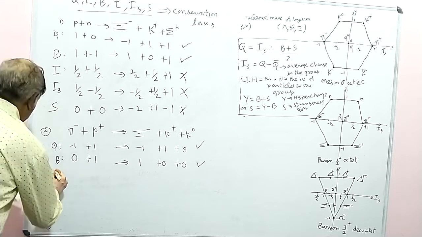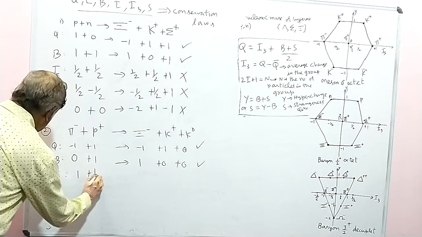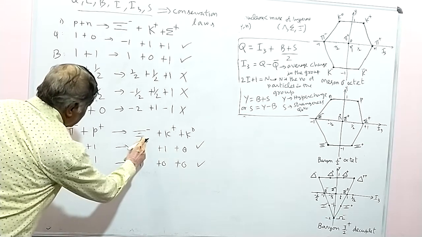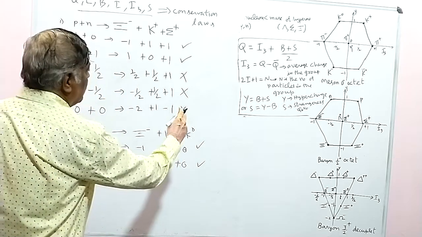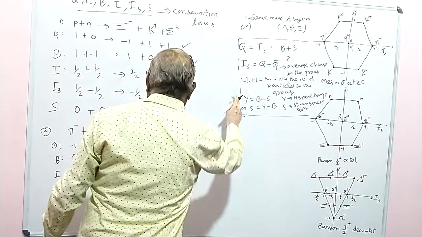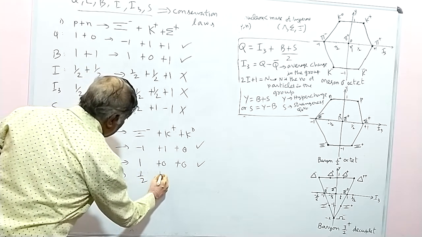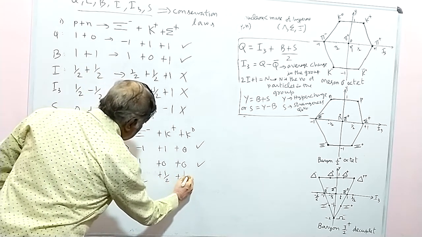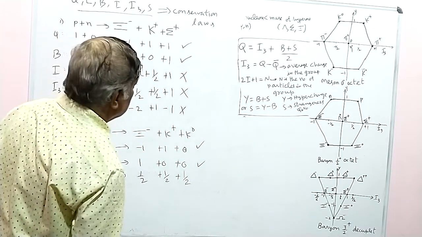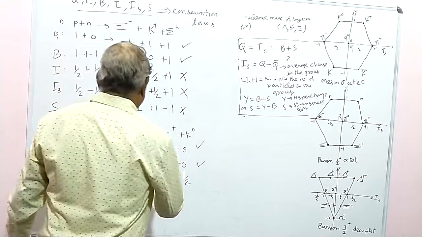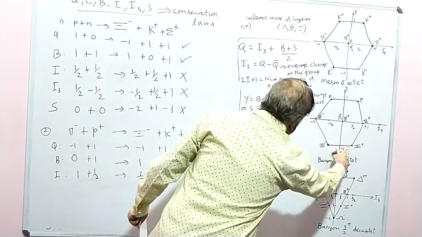conserved. And if we take I value, here this is 1 and this is half, and here psi minus is, what is I? I can be determined from here. So from this, I is equal, this is half, k plus is half, k0 is half. This is I value. So there are 2 particles in the group.